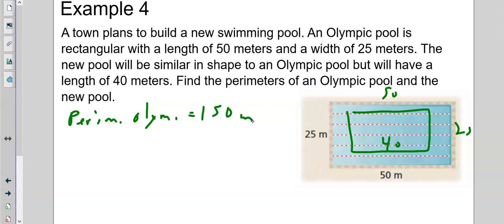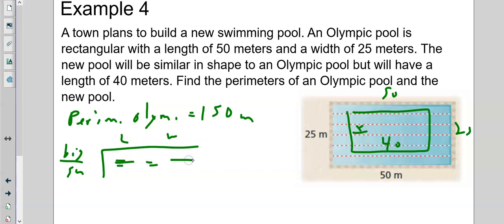Okay? Now, we need to find out this measurement right here. So, I'm going to set up my little word wall here. So I'm going to have big over small and length and width. So the big length is 50, the small length is 40. The big width is 25, and we don't know this. So now we cross multiply, and we get 50x equals 25 times 40.